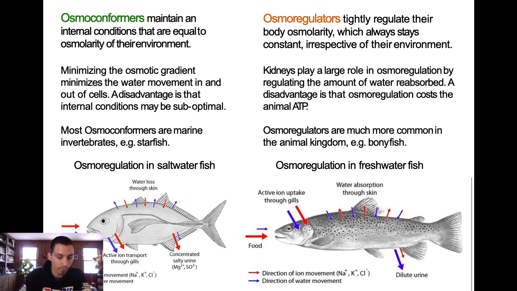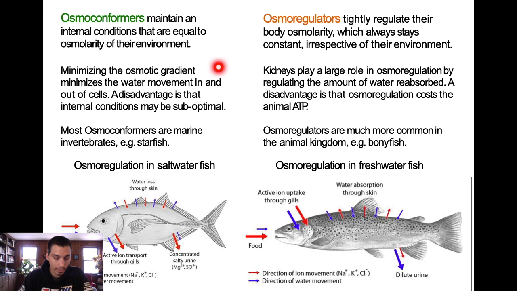And then we have conformers and we have regulators. So osmoconformers kind of tell you what they do in their name. They conform to their environment. So they maintain internal conditions that are equal to that of their environment. So the inside of their body is just going to have the same osmolarity as the outside of their body.